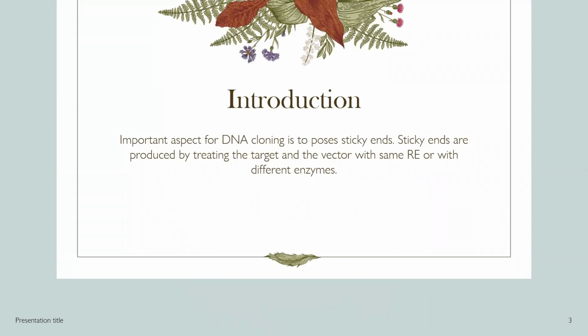Introduction. So, an important aspect for DNA cloning is to possess sticky ends. And these sticky ends are created whenever the target and the vector are both treated by the same restriction enzyme or with different enzymes, leading to the production of sticky ends. But sometimes the target DNA is blunt ended, and therefore we'll have to use linkers and adapters in order to create the sticky ends or the cohesive ends.